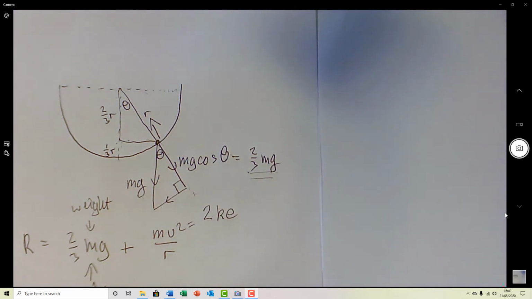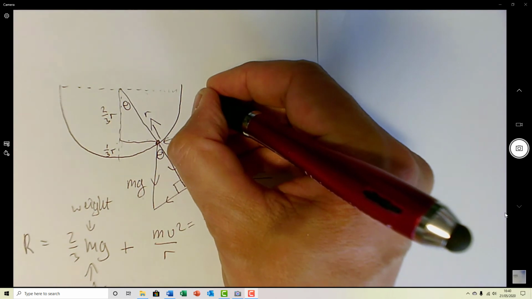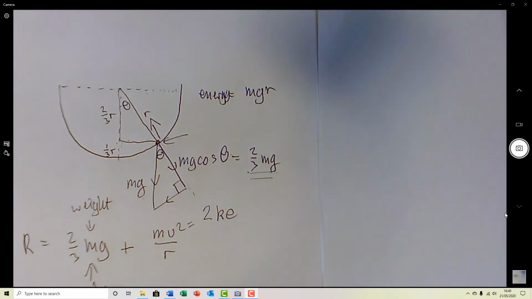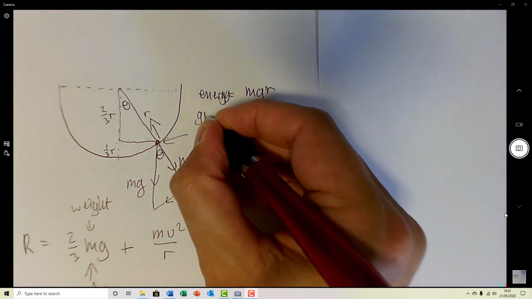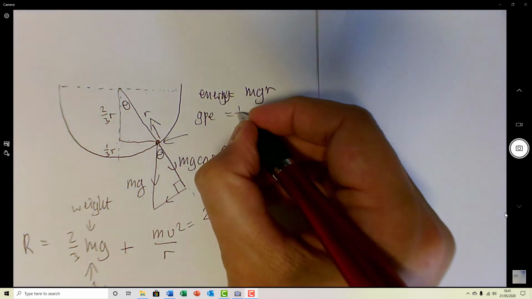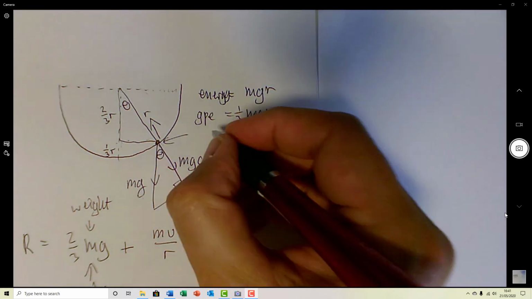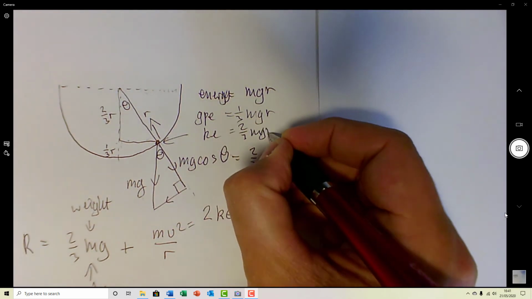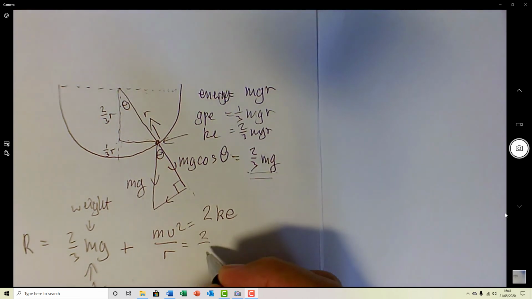So what we need to do is figure out what the kinetic energy of the particle is at that point there. At the start of its motion, the total energy of the particle is mgr. We know that at this point it has GPE of 1/3 mgr. Therefore, the kinetic energy is 2/3 mgr. Therefore, double the kinetic energy is 4/3 mgr.